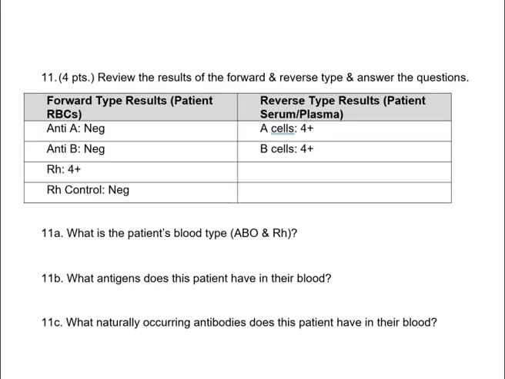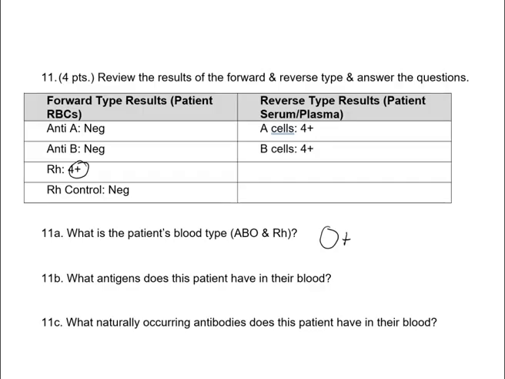11A, this is another situation where they want to know the patient's blood type, ABO and RH. The test for anti-A is negative. It is also negative for anti-B. So this person must be an O, and it's confirmed in the reverse type with the opposite reaction. The RH is a 4+, so that tells us it's an RH positive patient.